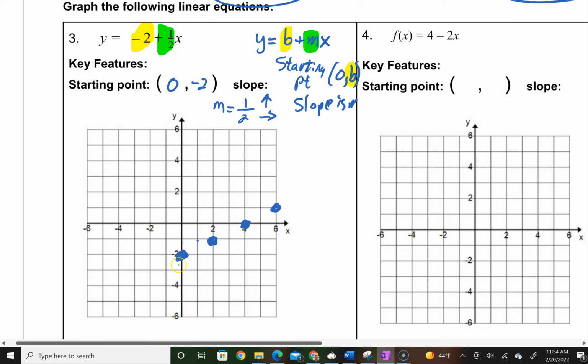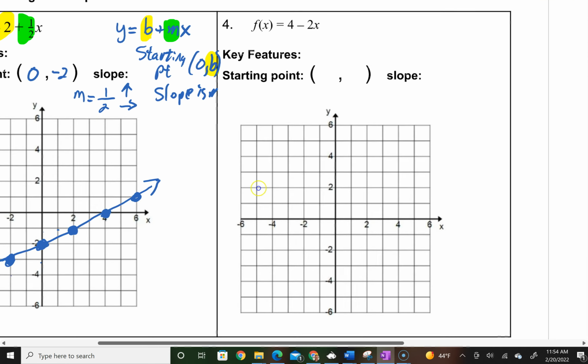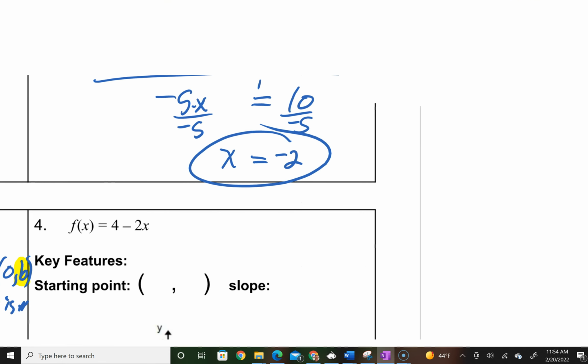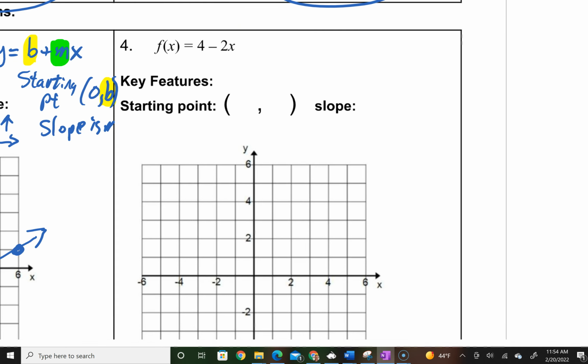Likewise, we could reverse the order. We could go down one step and 2 steps to the left. Down one step and 2 steps to the left. We could do that one more time. At the end of the day, it should be very clear that you have a line when you connect those points. Let's come over here and very quickly do another problem.